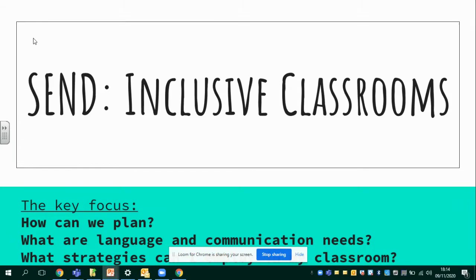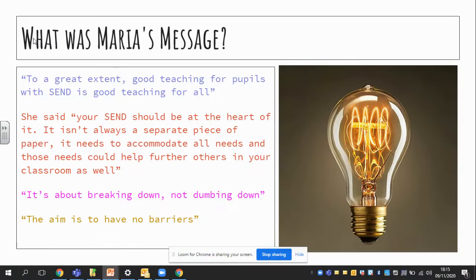I'm going to walk you through one of the really key things that I took away from Maria's SEND Inclusive Classroom session, and there were many. But I'm going to be focusing on the strategies that we can employ within the classroom, thinking about how we incorporate that into our planning and why that's important in terms of supporting students with language and communication needs.